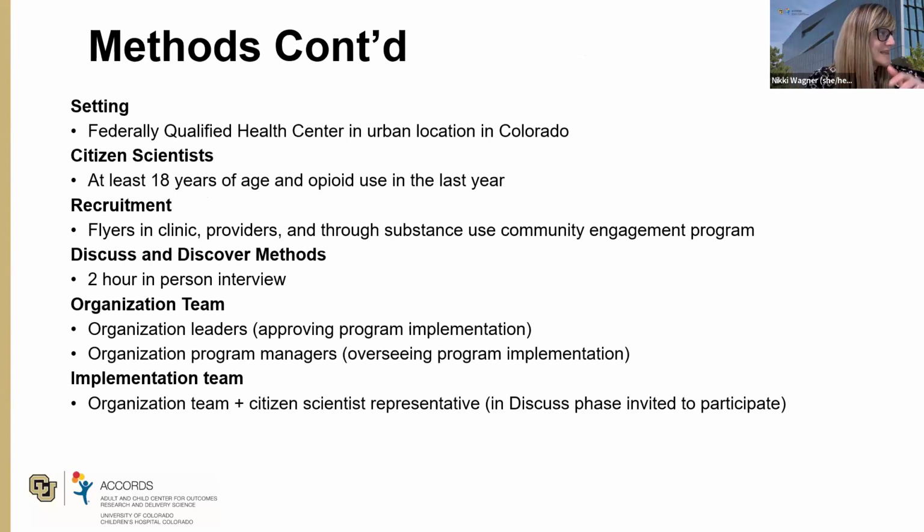So we have done this in a federally qualified health center in Colorado. As I said, we're doing it at a harm reduction agency and a public health department. And we are pretty far along in both of those locations, but we have more data at our health center. So that's what I'm going to present to you today. So we recruited citizen scientists that were at least 18 years of age and have used opioids in the last year. And we used flyers in our clinic. Our providers sent them out. We have a community advisory meeting with people with lived experience, and we recruited through that group. It was kind of a snowball sampling where people were recruiting their friends as well.